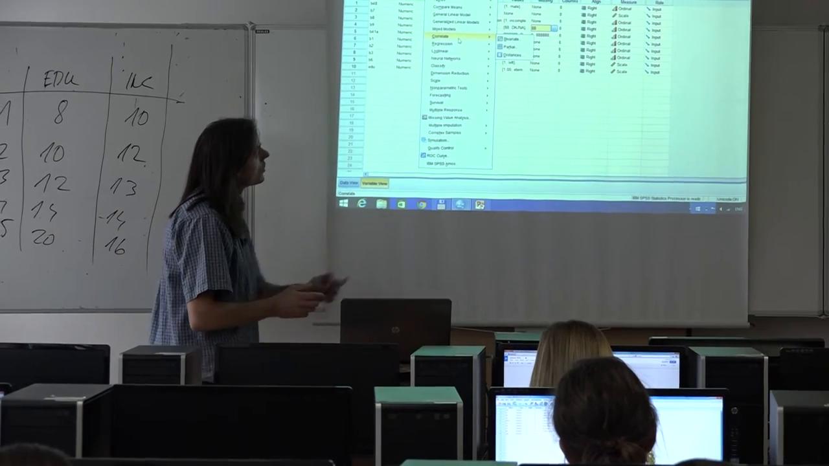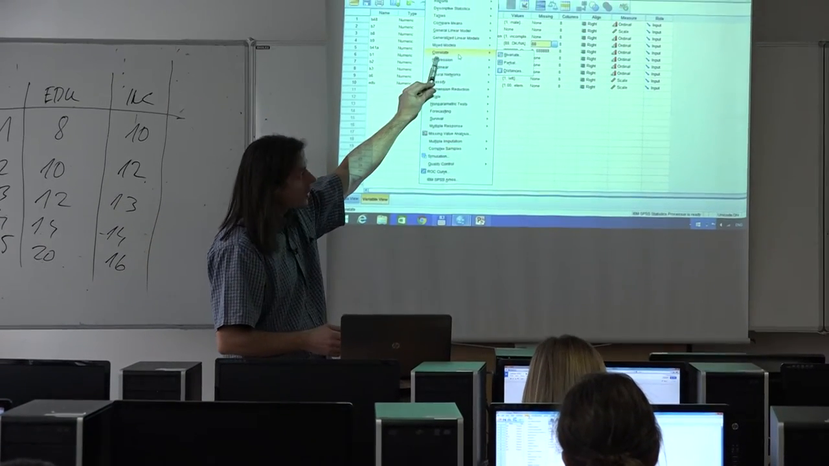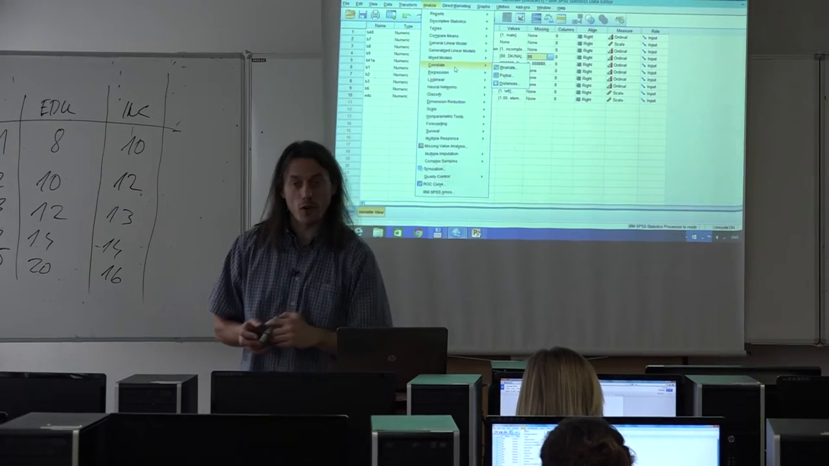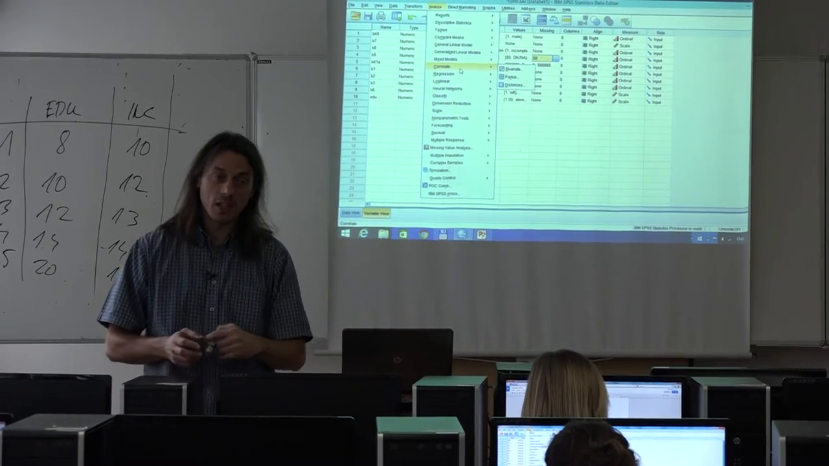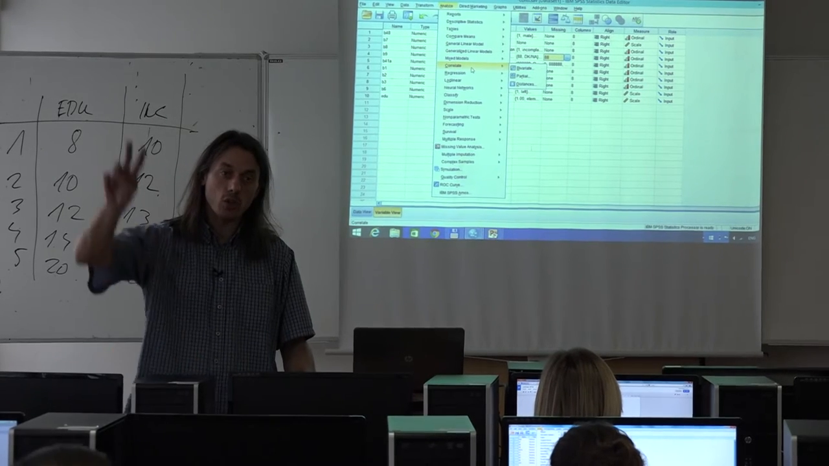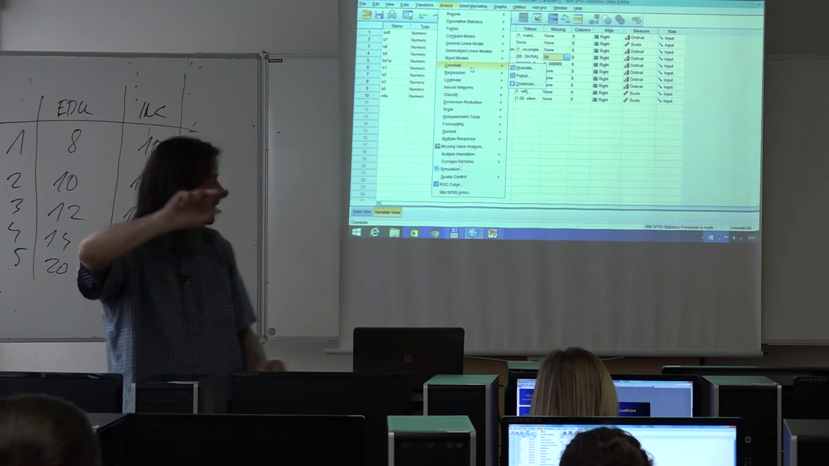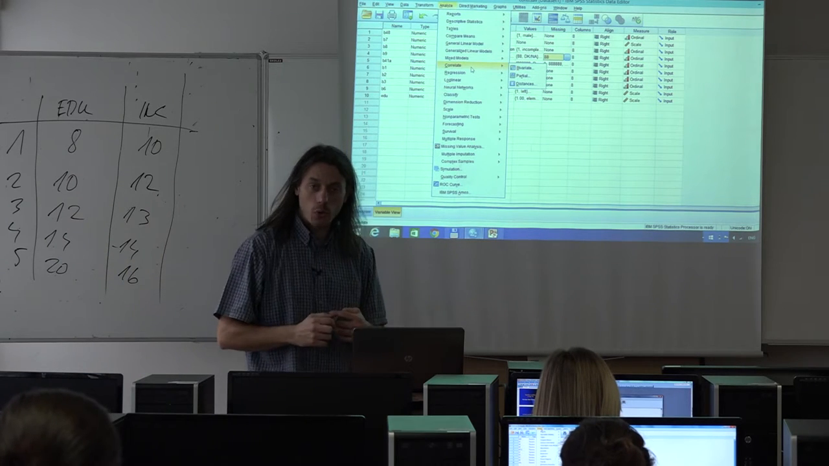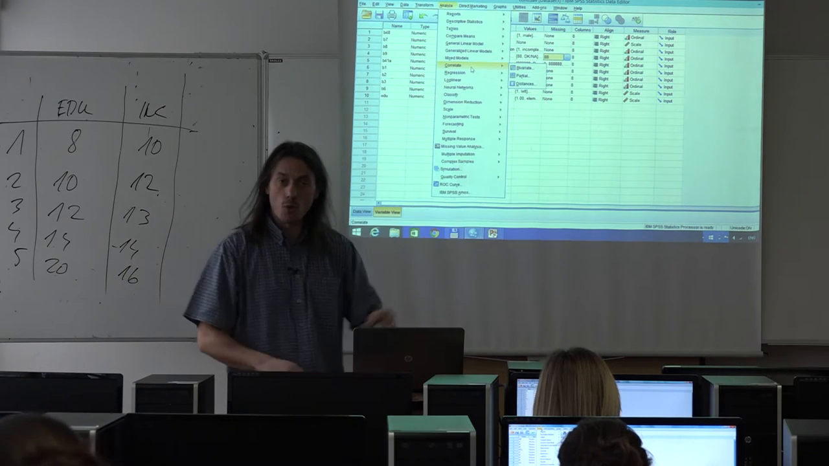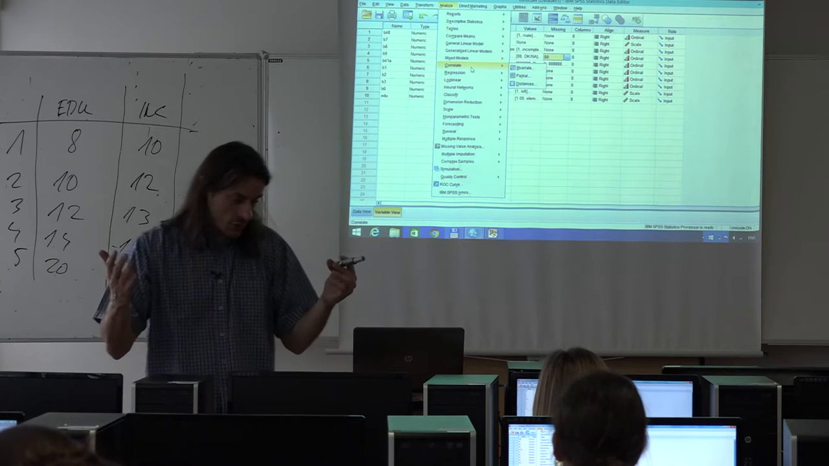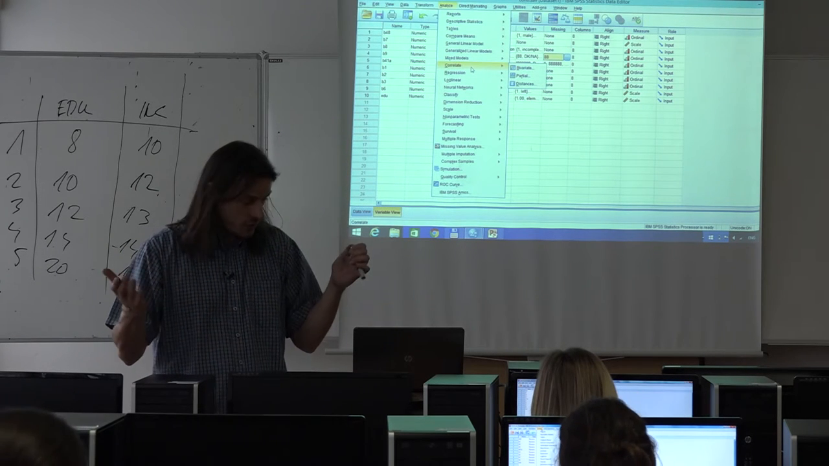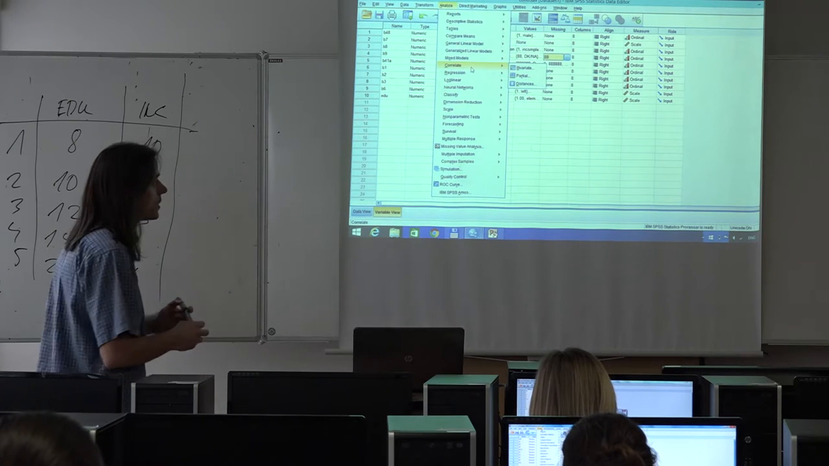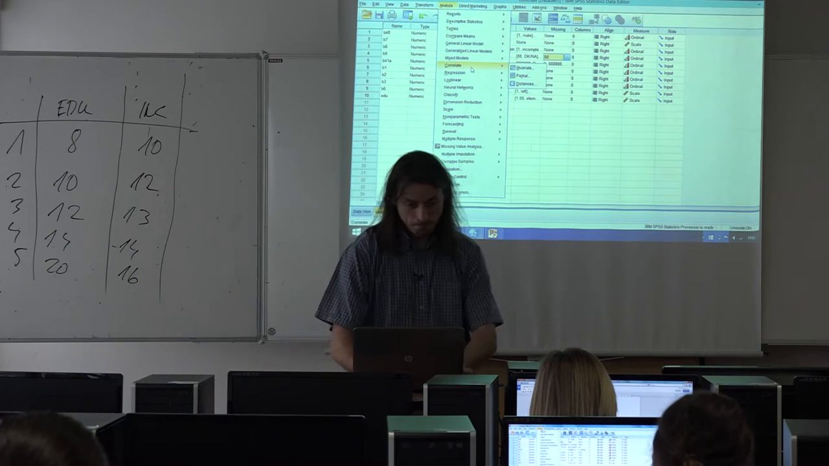So let's go into analyze, correlate, and the first option, which is called bivariate. Bivariate means it computes correlation for only two variables. There is a slightly more advanced possibility for computing correlation, which is called partial, for more than two variables. But excuse me, we'll not go into this topic as we do not have enough time. But of course, you can read about it in the Field textbook as well.